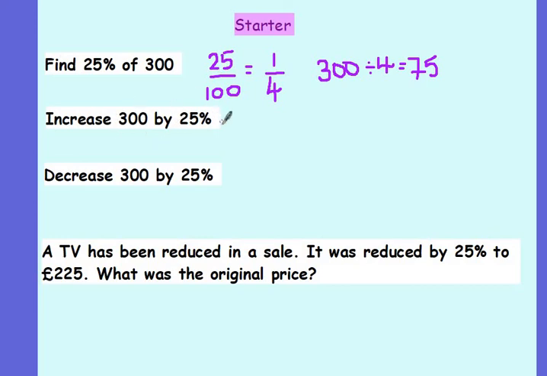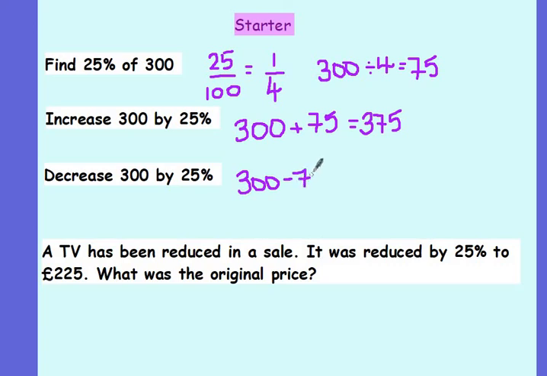So if I want to increase 300 by 25%, I need to do 300 plus 75, which will give me 375. To decrease it by 25%, I need to subtract the 25%. So 300 subtract 75 leaves me with 225.